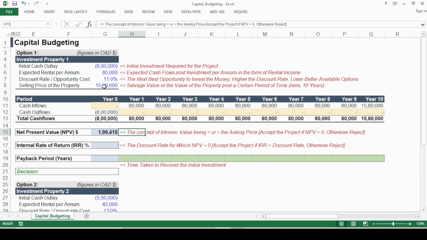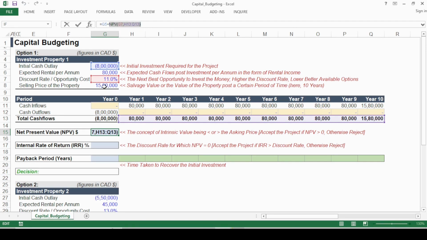Here we can also talk about the intrinsic value and the asking price. See, if we look at the formula here, G5 was the asking price, basically the initial cash outlay, the price that we have paid today, and this formula denotes the intrinsic value. So if the intrinsic value is greater than the initial cash outlay, it means that the net present value is going to be a positive value. So either we can say the net present value should be greater than 0, or we can say that the intrinsic value must be greater than the asking price in order for the project to be accepted.